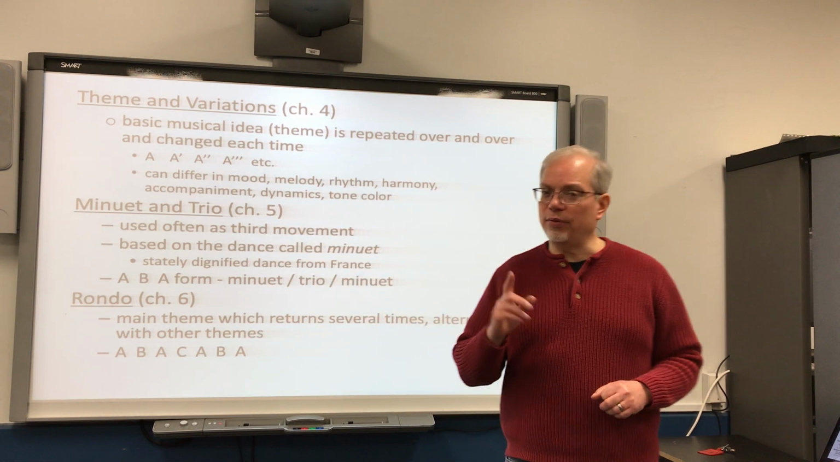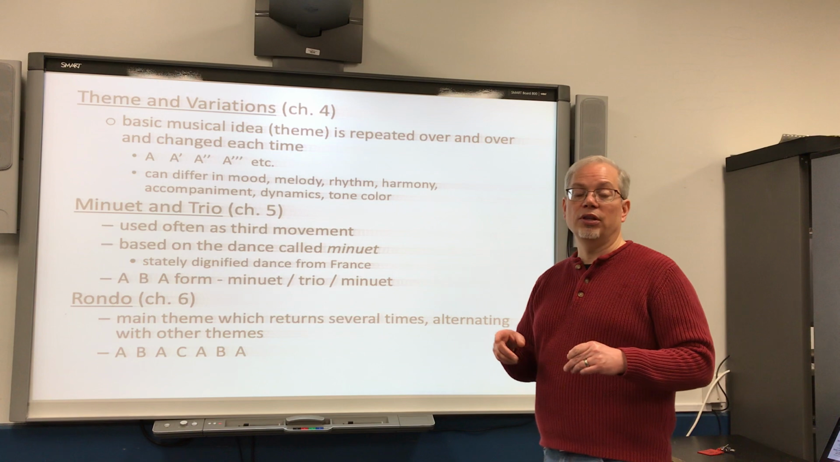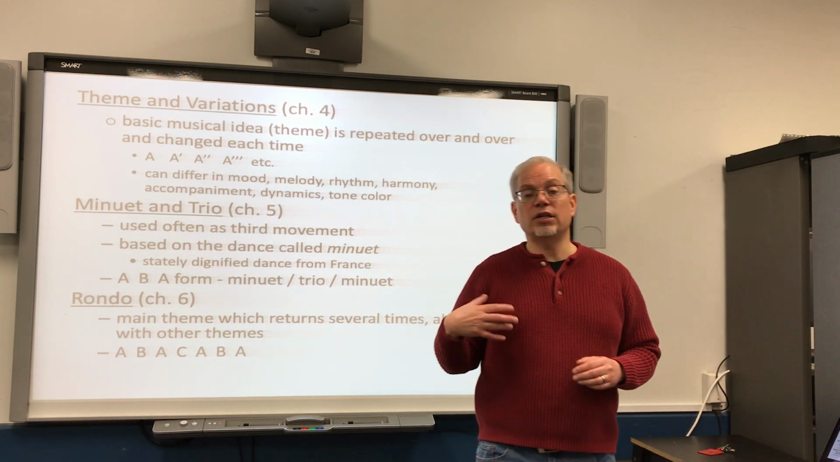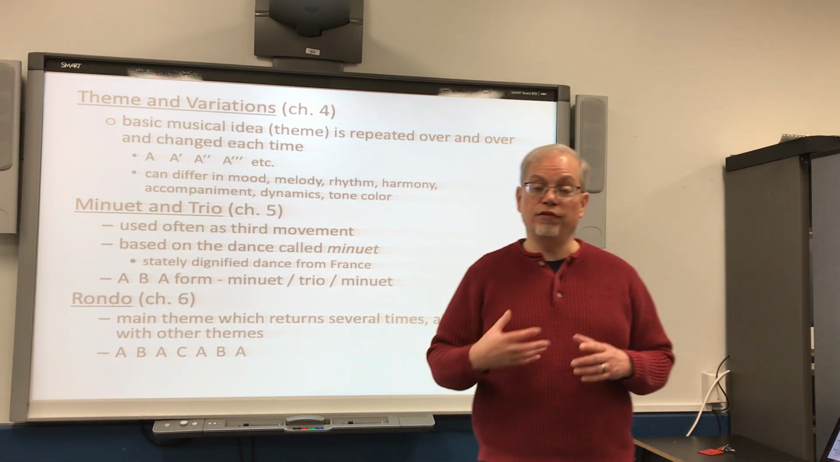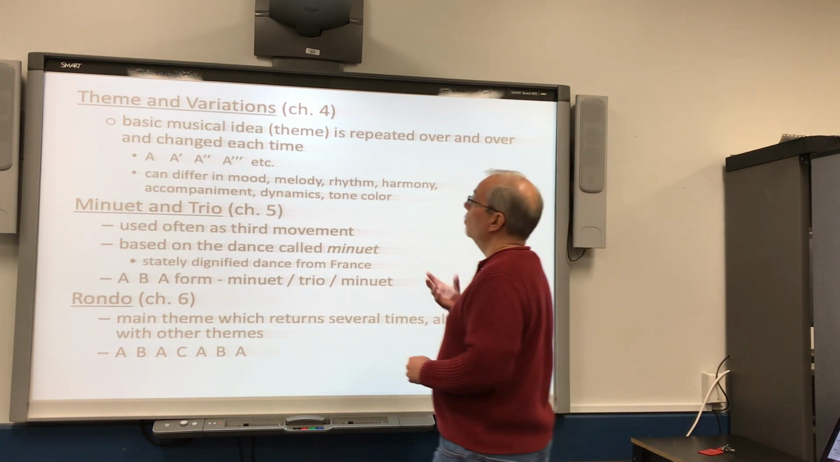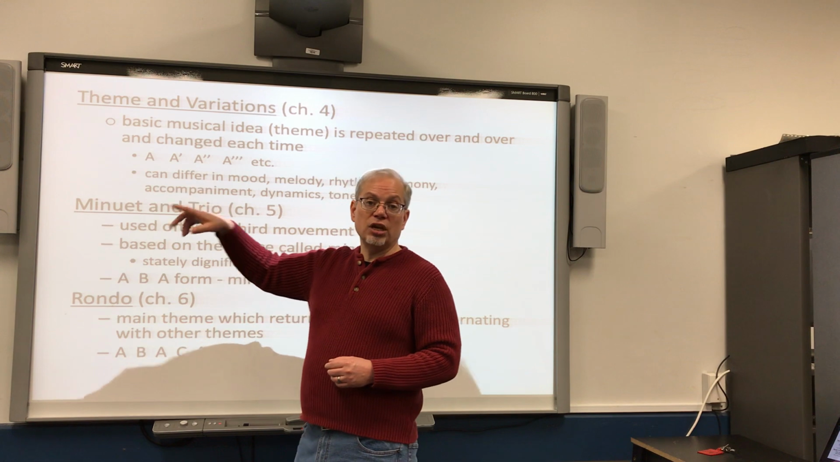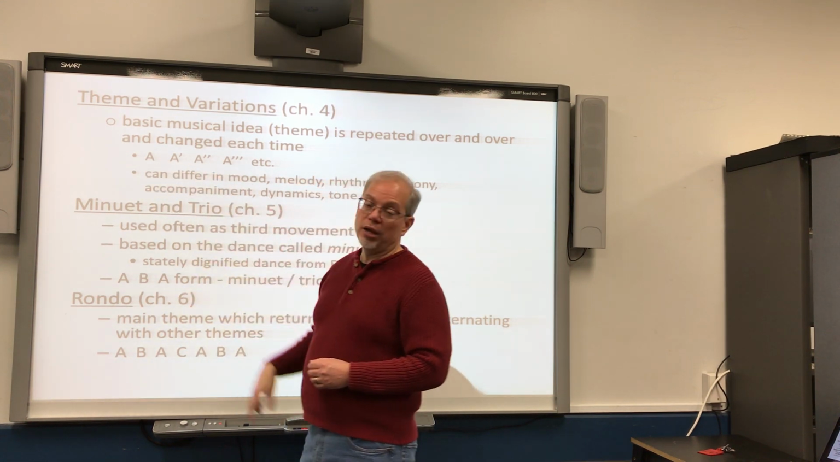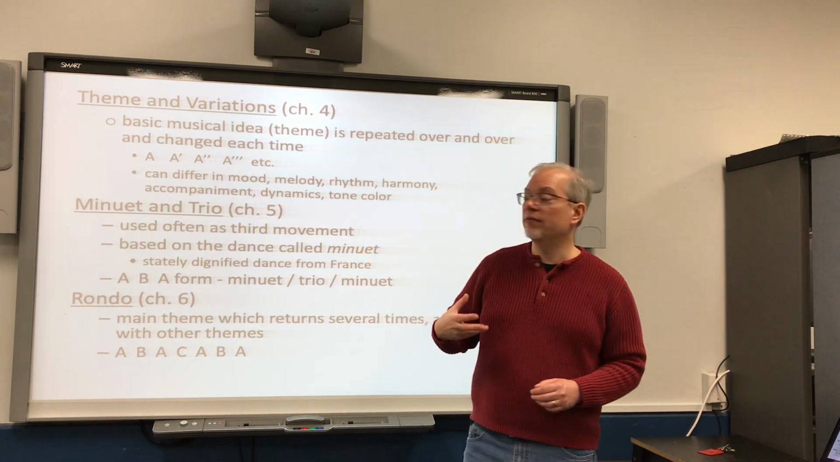Theme and variation, I think we've talked about this in class a little bit, is when you basically write a musical theme, and then you just keep repeating that theme, but every time you repeat it, you change it somehow, you vary it somehow. So, instead of A, B, C, or A, B, A, or whatever, we have A, A1, A2, A3. Every time you change it, you have to give it another number.